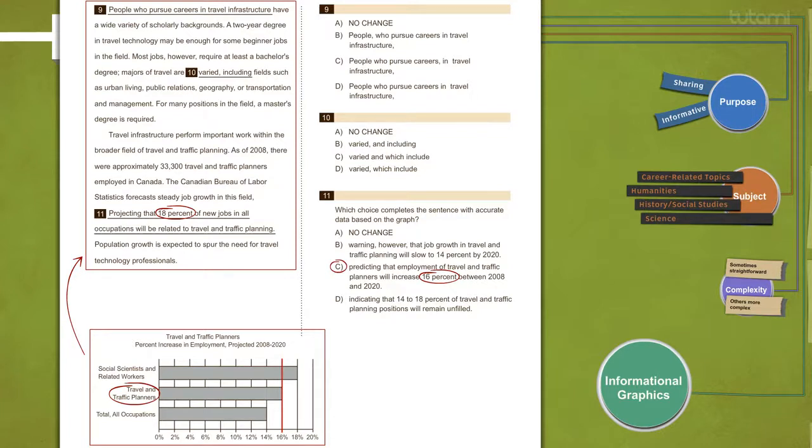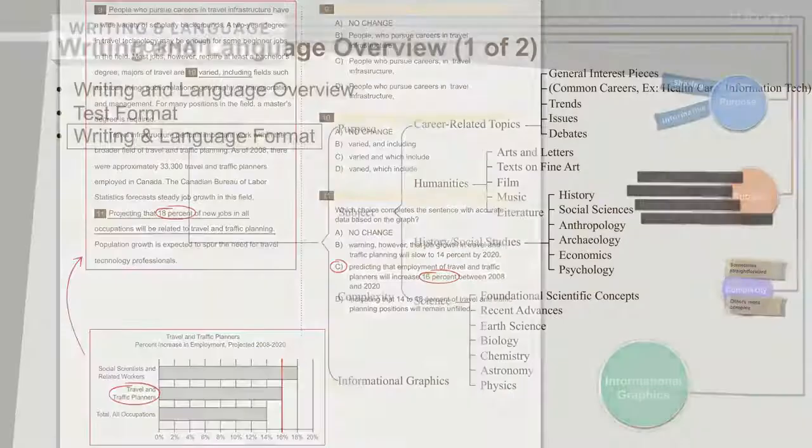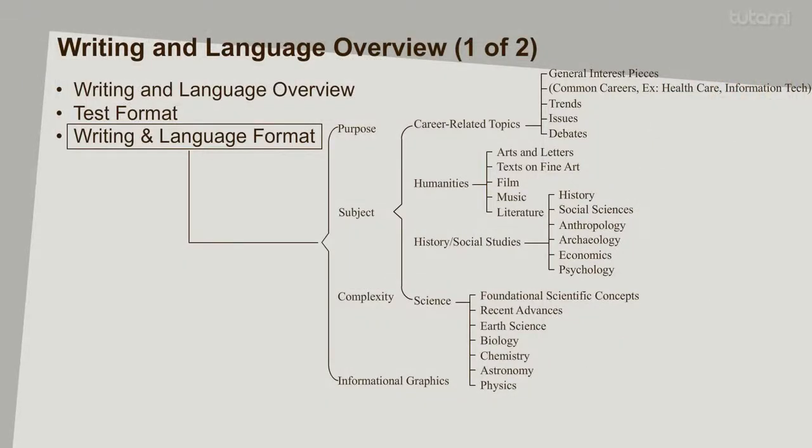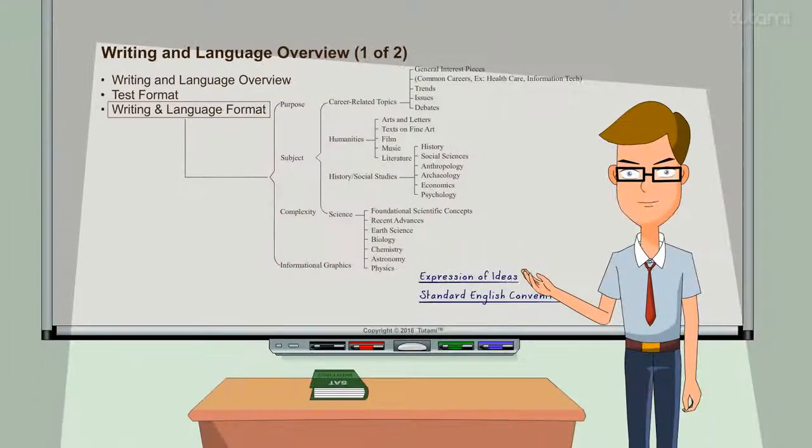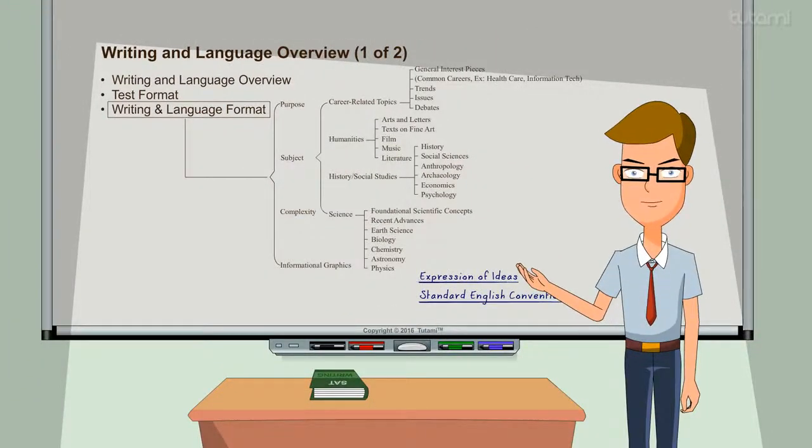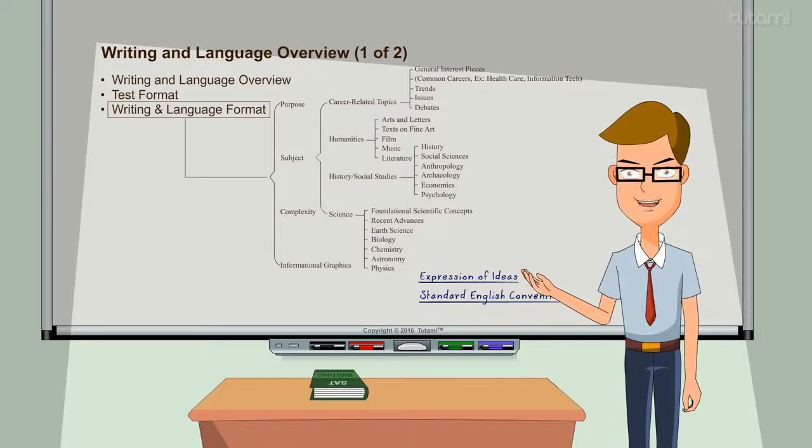Okay, since we're running out of time here, in our next lesson we'll have to take a look at the two main categories for the writing and language test: the expression of ideas and standard English conventions. Plus, we'll recap with a brief overview of how this portion of the test is actually divided up.